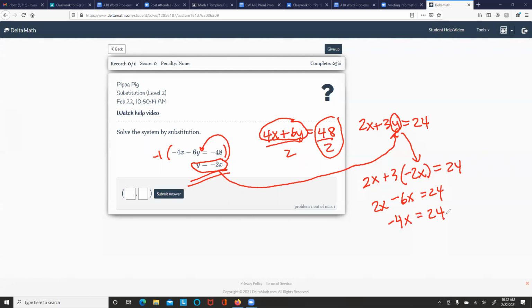Okay. And now we can solve for x. Oops, I didn't mean to do that. Divide by negative 4, divide by negative 4. x equals negative 6. Okay, so I got x, but now I need to solve for y. It's super easy to solve for y because I have an equation right there. y equals negative 2 times negative 6. So y equals 12. So they already put the parentheses and the comma for you. How nice is that, guys? They did it for you.